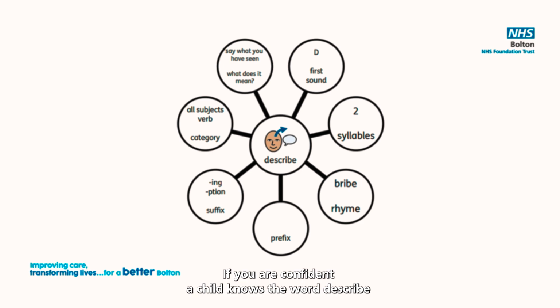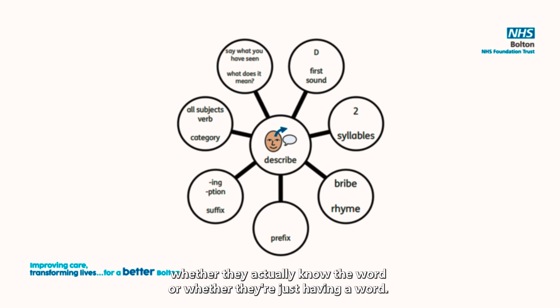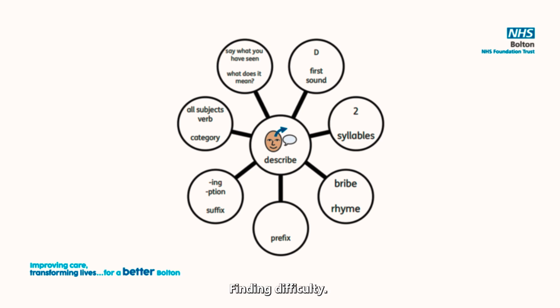If you are confident a child knows the word describe and they look like they have it on the tip of their tongue, you can give them the first sound of the word, d. You might even give them the first couple of sounds, di or dis. This might cue them in to remember the word. This helps you to understand whether they actually know the word or whether they're just having a word finding difficulty.